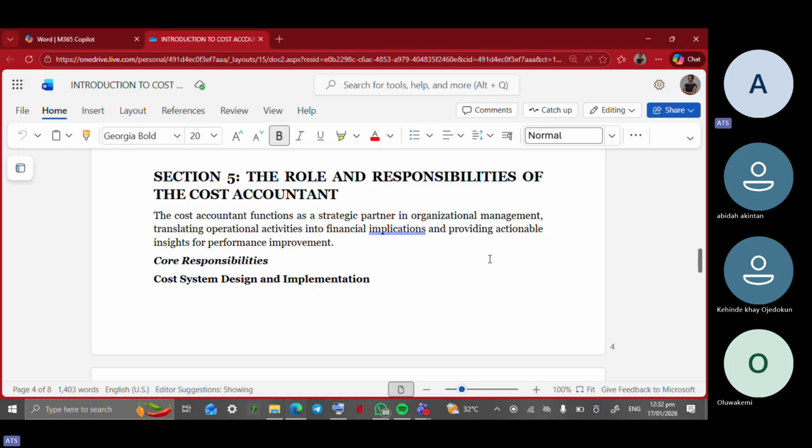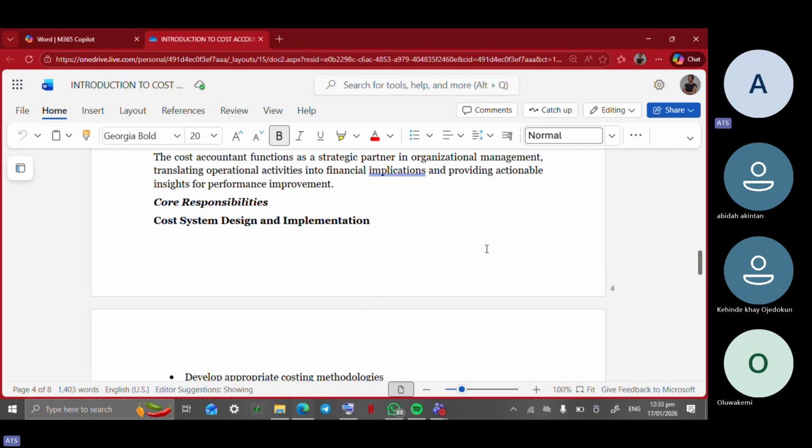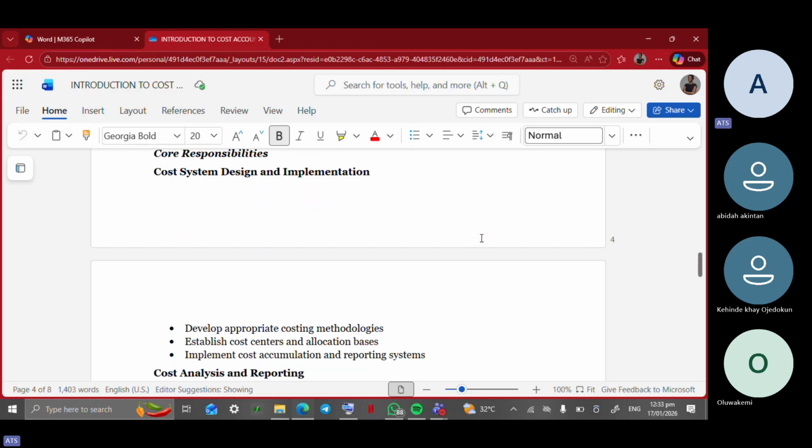Now, a cost accountant functions as a strategic partner in organizational management. He or she translates operational activities into financial implications and provides actionable insights. So what he or she does basically is gather information, the cost data that we talked about. He then classifies and analyzes this data and prepares reports, while also preparing implementation plans that management can use to budget, to plan and to forecast. So that is the role and responsibility. Now let's talk about their core responsibilities.